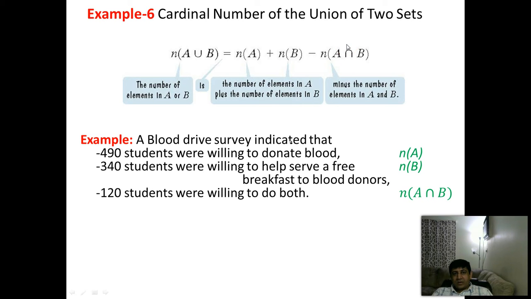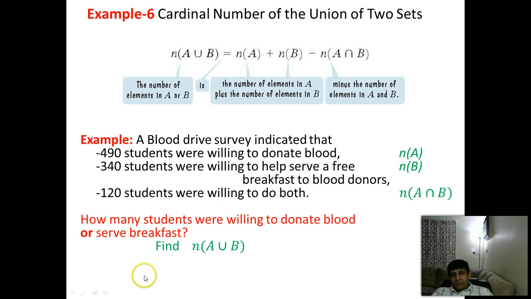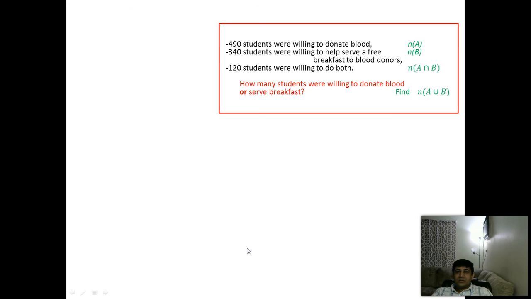Now can we find out how many students were willing to donate blood or serve breakfast? Basically we have to find the cardinal number, or the number of elements, in A union B. So this is what we want to find.